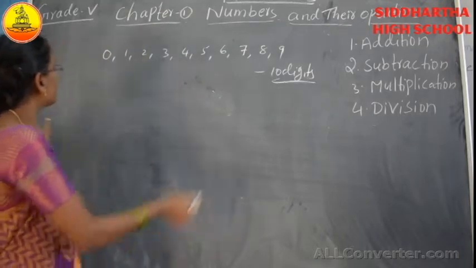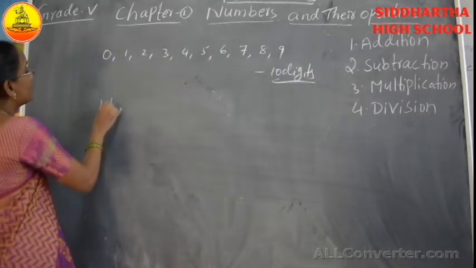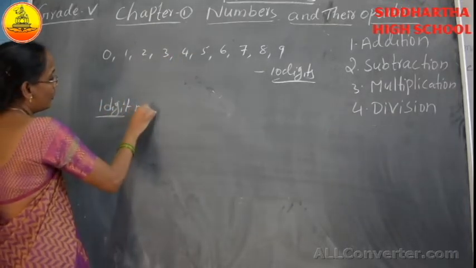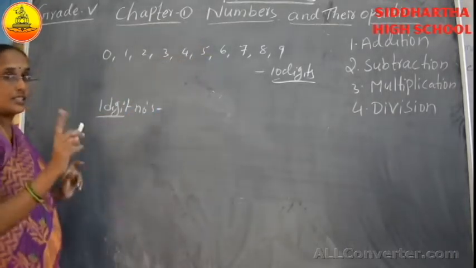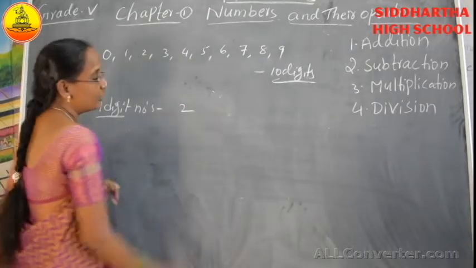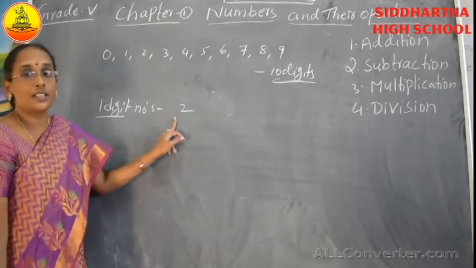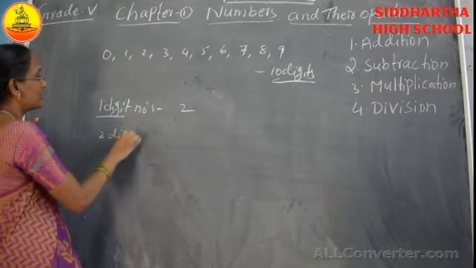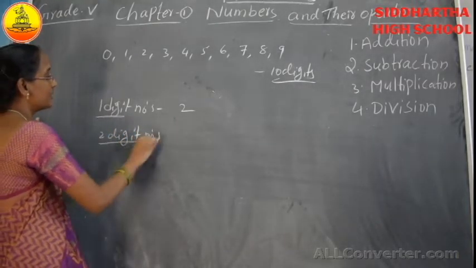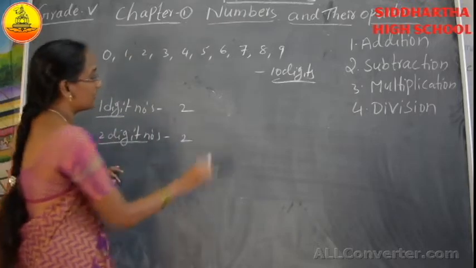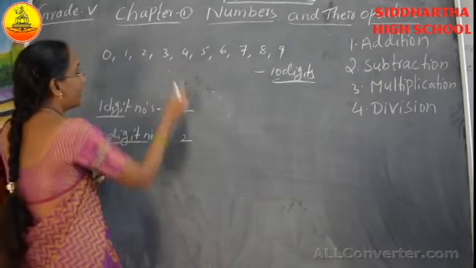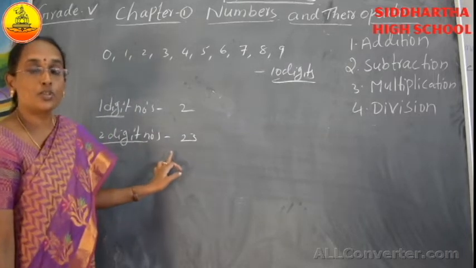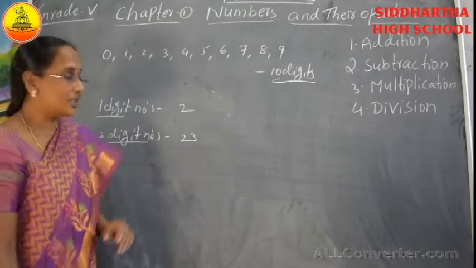Okay, children. Here we will see 1 digit numbers. We select only 1 digit, for example I selected only 2. That is called a single digit number. Now 2 digit numbers. I selected 2 digits and written as a group. So this is called a 2 digit number.